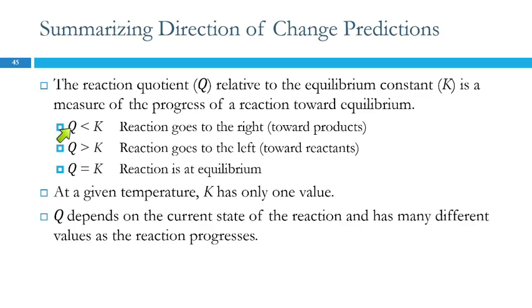Think about, well, if Q is too small, what's going to make it bigger? It's reactants over products. We need more products. I said that backwards. It's products over reactants.